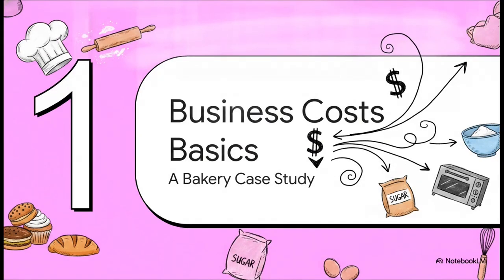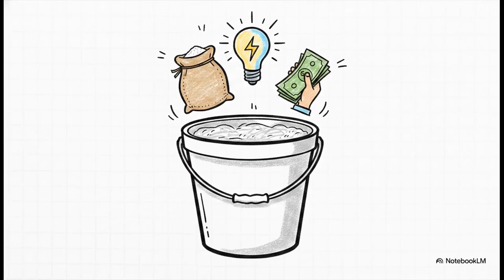Section 1. The Basics of Business Costs. A bakery case study. Okay, to really see how money flows out the door, let's look at the economics of running a local bakery, assuming, of course, we can resist eating all the inventory. At the most basic level, anything a business pays out, whether that's for bags of flour, the electricity to run the ovens, or the wages for the staff, is considered a cost. If the business has to pay it to operate, it goes straight into the cost bucket. But how we categorize those costs, well, that changes everything.